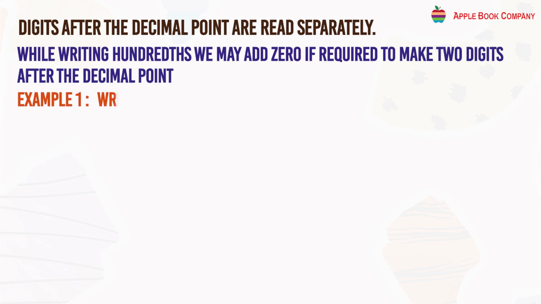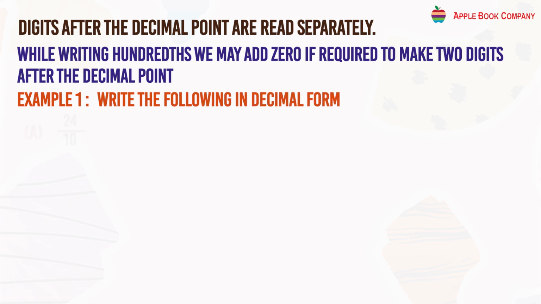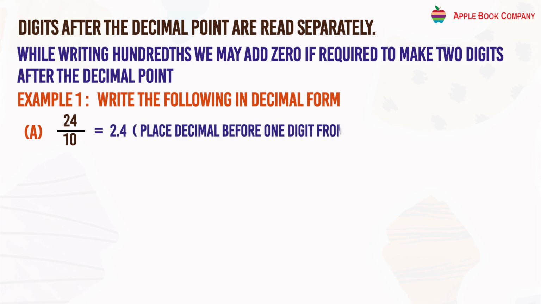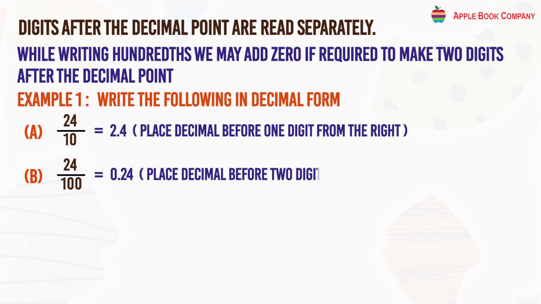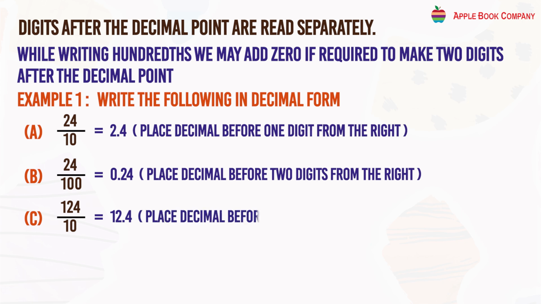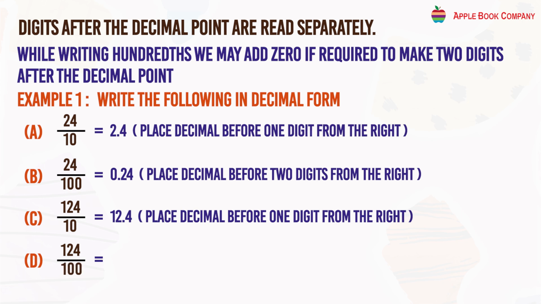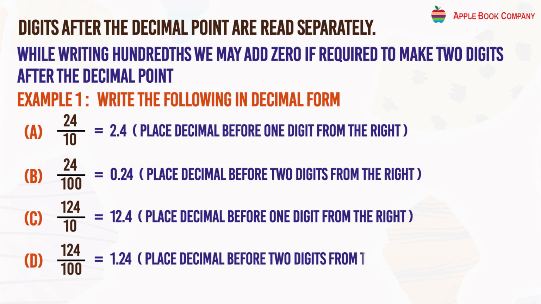Example 1. Write the following in decimal form. 24 by 10 is equal to 2.4. Place decimal before one digit from the right. 24 by 100 is equal to 0.24. Place decimal before two digits from the right. 124 by 10 is equal to 12.4. Place decimal before one digit from the right. 124 by 100 is equal to 1.24. Place decimal before two digits from the right.